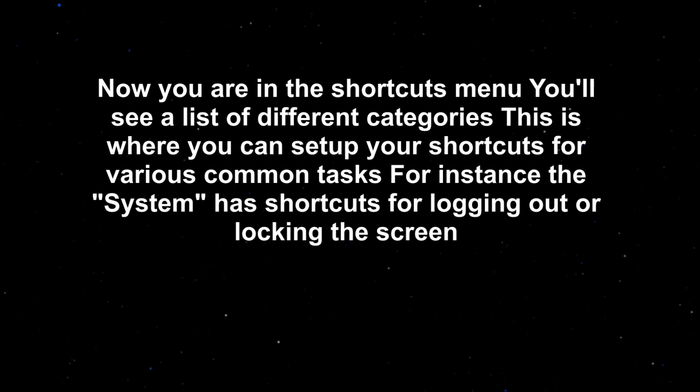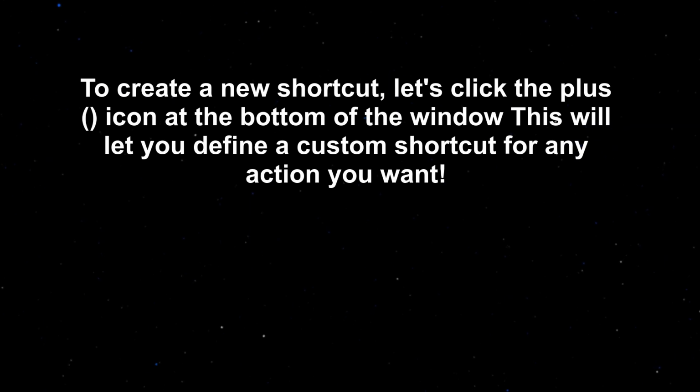Now you are in the Shortcuts menu. You'll see a list of different categories. This is where you can set up your shortcuts for various common tasks. For instance, the system has shortcuts for logging out or locking the screen. To create a new shortcut, let's click the plus icon at the bottom of the window. This will let you define a custom shortcut for any action you want.